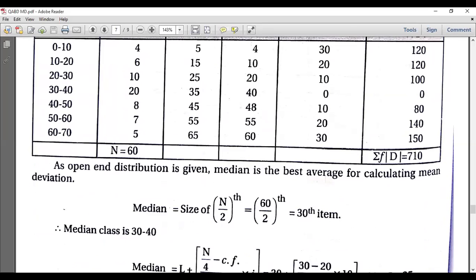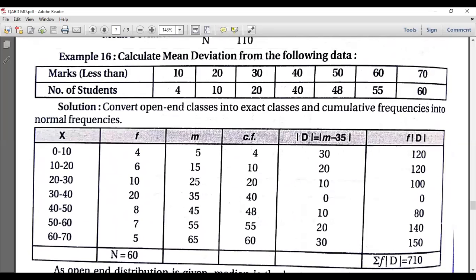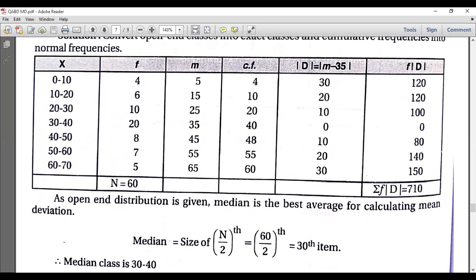Here they have taken the median. For calculating the median, we require the same methods as before. First step, we need to find the cumulative frequency. After finding the cumulative frequency, we find the n by 2 value. We got 30. Find 30 in the cumulative frequency column. We got 40 as the next higher value. This class we call the median class, 30 to 40.